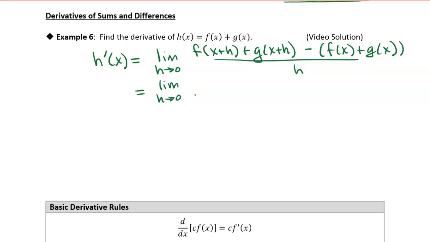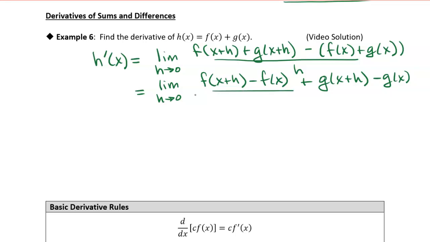We look at the limit as h goes to 0. Now, I can distribute this negative, right? This subtraction. I can make this a minus f of x and a minus g of x. And then I can rearrange the terms in the numerator, right? So I'm going to rearrange this as f of x plus h minus f of x, and then plus g of x plus h minus g of x. Okay, so all I did was distribute the negative and then put the f and g terms together. And all of that is over h.